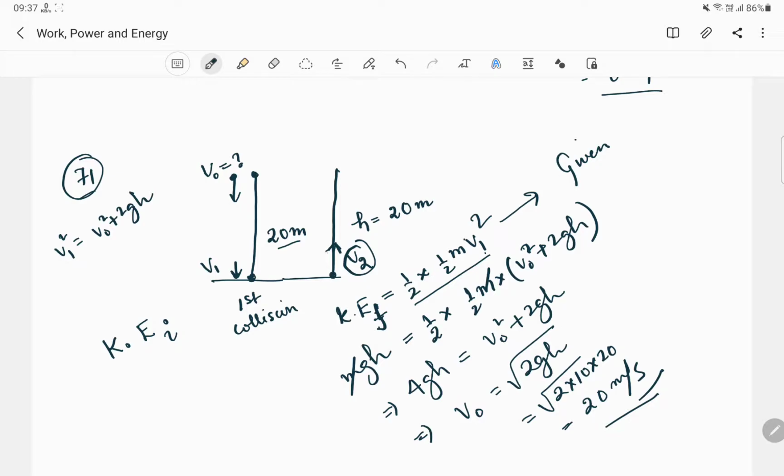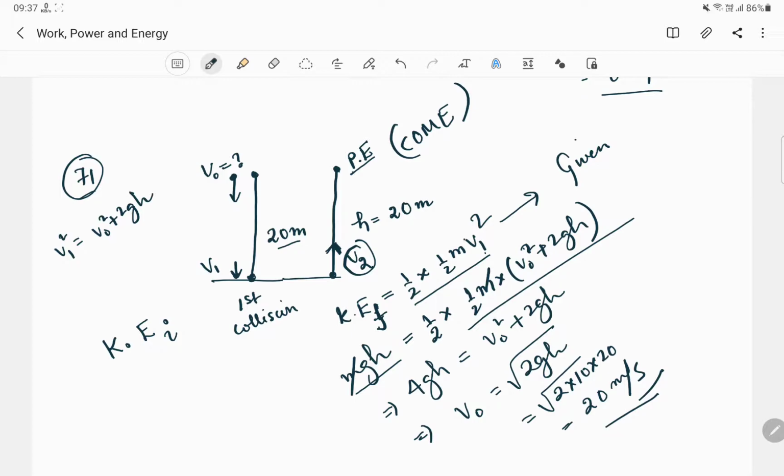after the rebound, the kinetic energy will be converted into potential energy at the highest point. If we apply conservation of energy from the point of rebound to the highest point, at the highest point it will have potential energy mgh, and the kinetic energy just after the rebound will be this much.